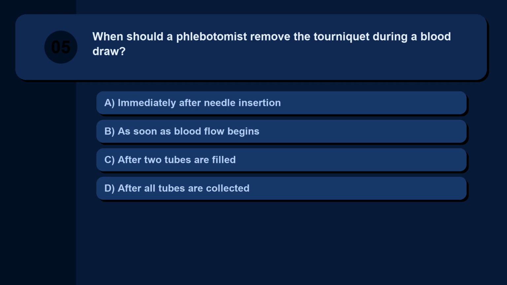Question 5. When should a phlebotomist remove the tourniquet during a blood draw? Immediately after needle insertion. As soon as blood flow begins. After 2 tubes are filled. After all tubes are collected. Removing the tourniquet once blood flows prevents hemoconcentration and hemolysis, ensuring accurate test results.